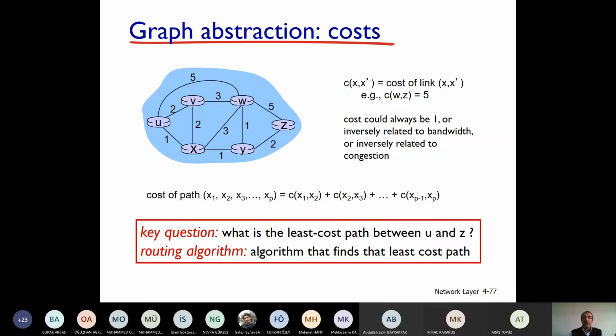And who is going to answer this question? The routing algorithm. That's the job of the routing algorithm. So what's the job of the routing algorithm? It is trying to find the least cost path between source and destination, in our case, let's say the U and Z nodes.